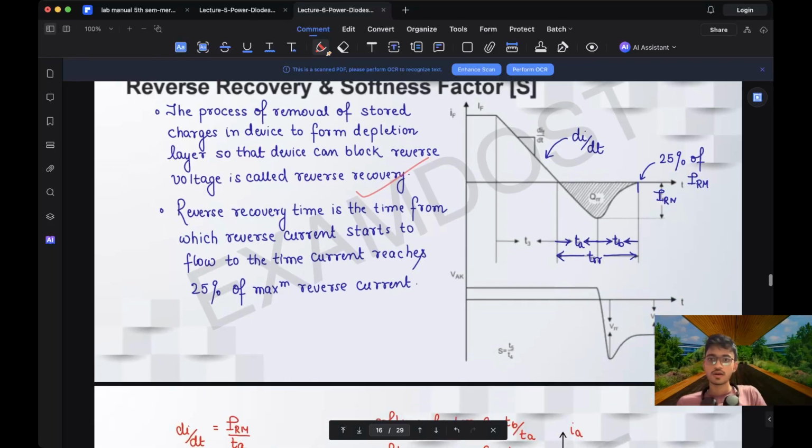Reverse recovery time is the time from which reverse current starts to flow to the time the current reaches 25% of the maximum reverse current.